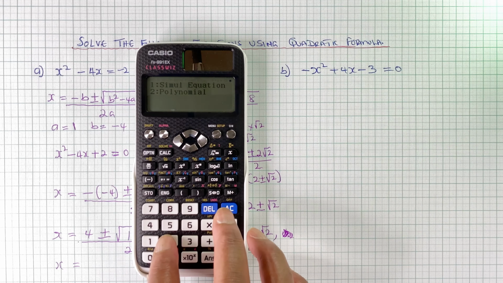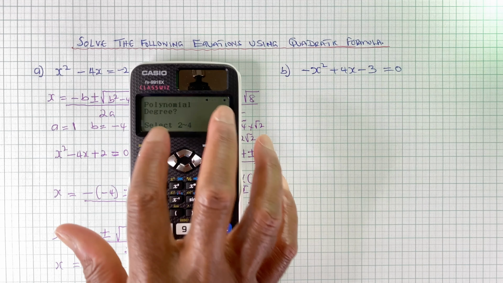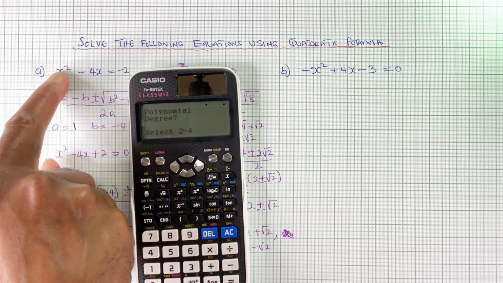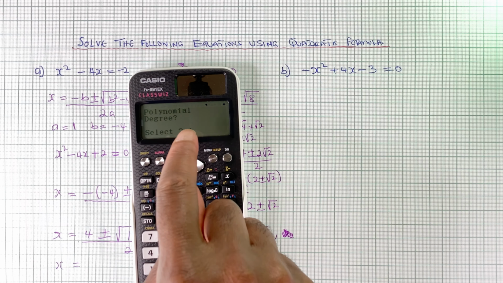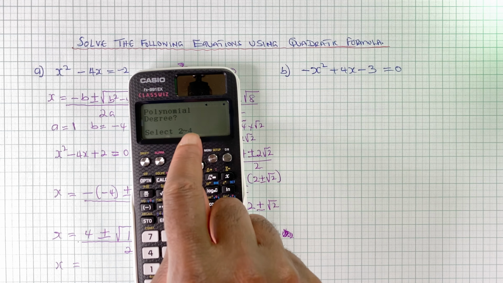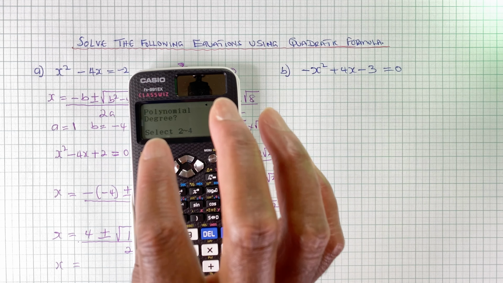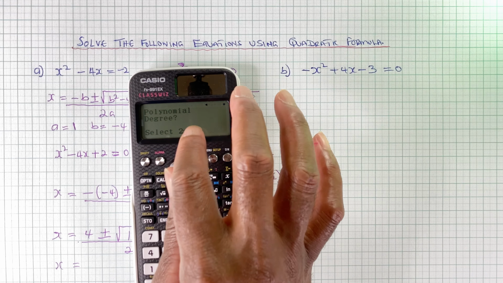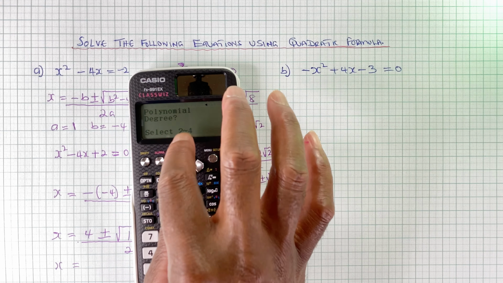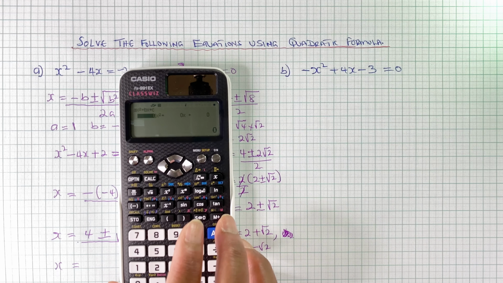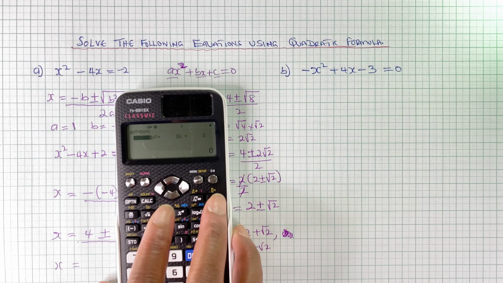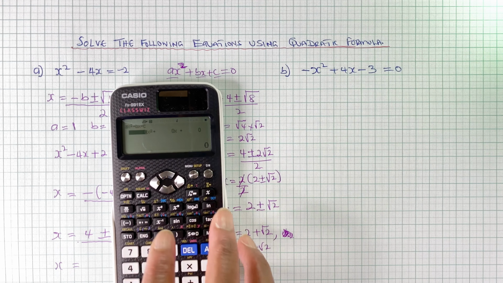So select 2. Now the degree of polynomial here is 2 because the highest exponent is 2. This calculator can do up to degree of polynomial of 4. That's quartic. Degree of polynomial of 3 is cubic, and degree of polynomial of 2 is quadratic. So we press 2, and so we have the quadratic expression here, and we need to fill in the coefficients.